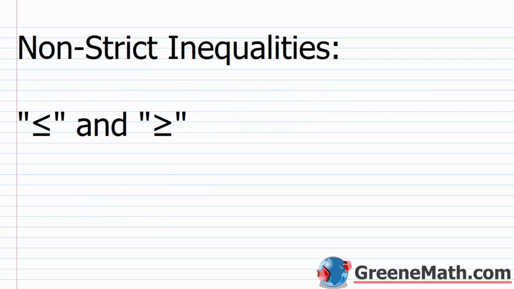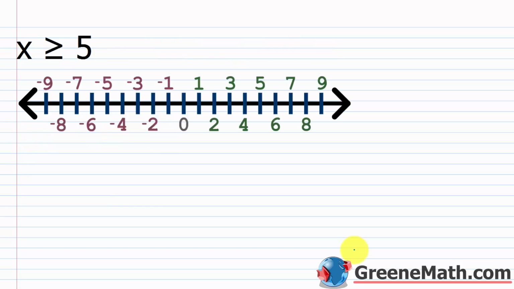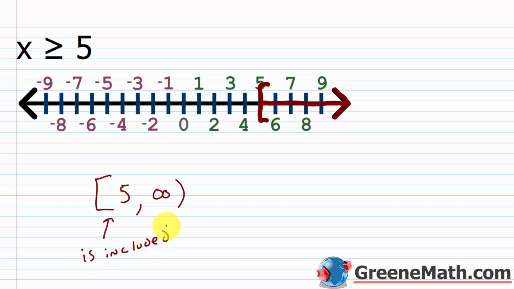Let's quickly look at non-strict inequalities. So you have less than or equal to and greater than or equal to. So these allow for the possibility of equality. So x now is greater than or equal to 5. So it's basically the same thing, but we allow for 5 to be part of the solution. So I use a bracket when that occurs. So all I need to do here is just put a bracket at 5 and shade everything to the right. And the bracket just tells me that 5 is included. Now, in interval notation, I can put a bracket of 5, comma, infinity. And again, the bracket just says that 5 is included. Okay, it's part of the solution now.